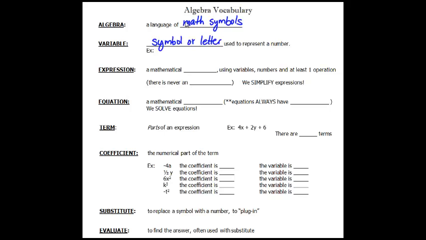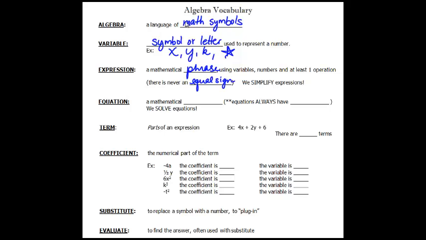So for example, you could have the variable x, y, k. You could have a star used to represent a number, etc. We usually use letters. An expression is a math phrase using variables, numbers, and at least one operation. There's never an equal sign with expressions, and we simplify expressions.